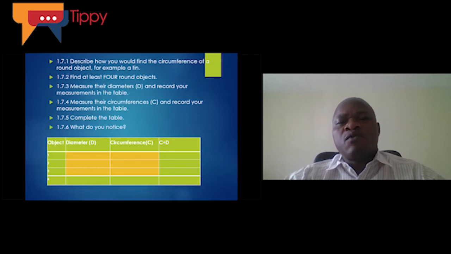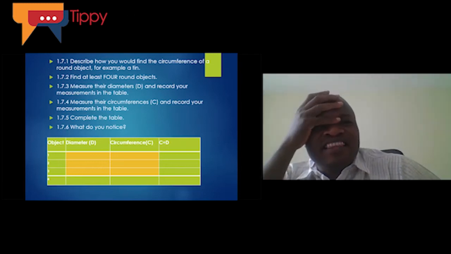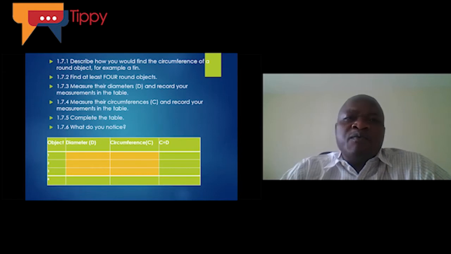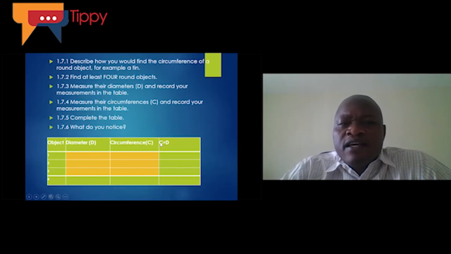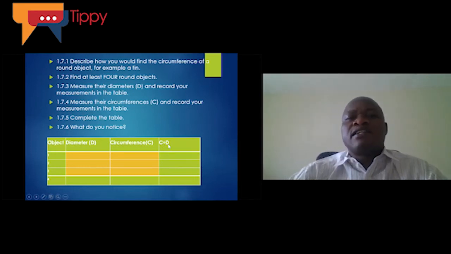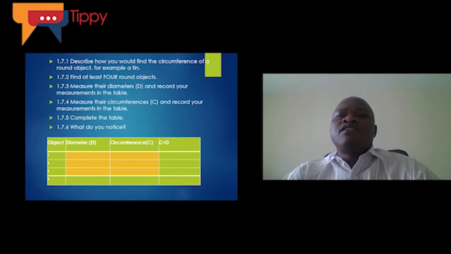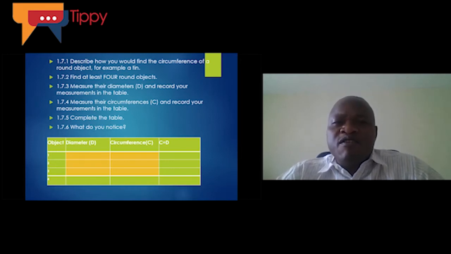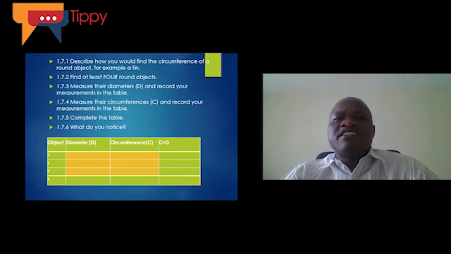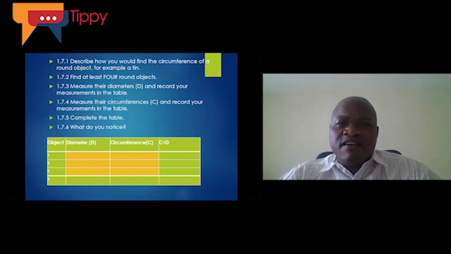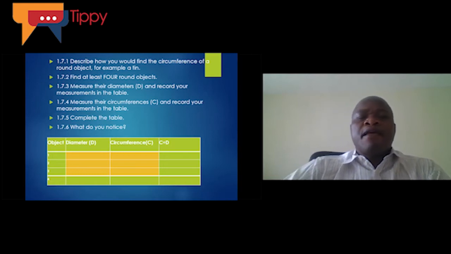1.7. This question we always pose, I think is where we're talking about the relationship between the circumference and the diameter. All right. Here, 1.7.1 says, describe how you would find the circumference of a round object. For example, a tin. Okay, you're required to explain how you find that circumference. All right.